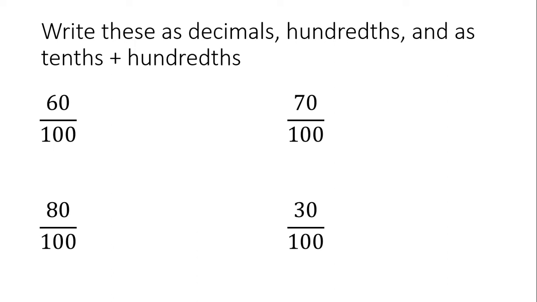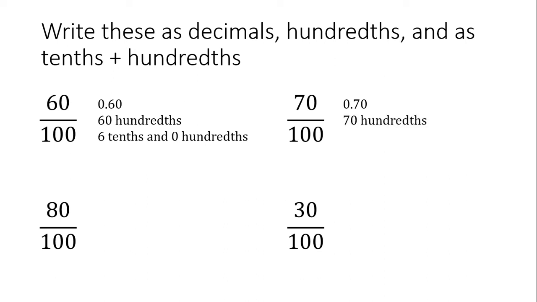Starting in the top left, you've got 60 over 100, and you could write that as 0.60. And how would you say that? Well, you could say 60 hundredths, which is what it looks like in the fraction, or you could look at the place value on the decimal and say, well, there's a 6 in the tenths place, so 6 tenths and 0 hundredths. Next fraction in the top right, 70 over 100, you could write that as 0.70. And you could say 70 hundredths. Or you could look in the tenths place and say, oh, there's a 7 in the tenths place, so 7 tenths and 0 hundredths.